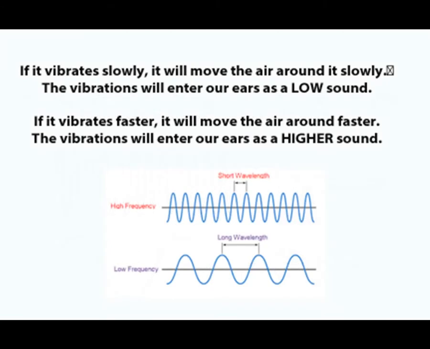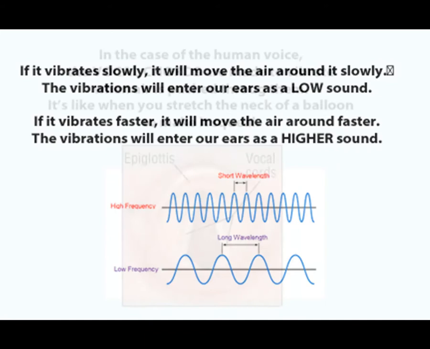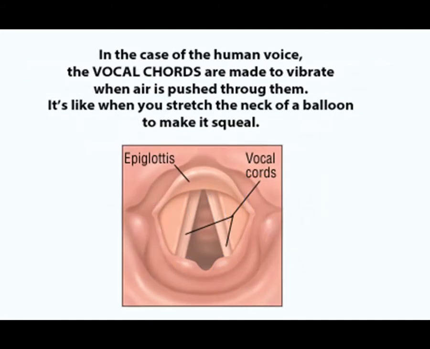If it vibrates slowly, it will move the air around it slowly, and the vibrations will enter our ears as a low sound. If it vibrates faster, it will move the air around faster. The vibrations will enter our ears as a higher sound. In the case of the human voice, the vocal cords are made to vibrate when air is pushed through them. It's like when you stretch the neck of a balloon to make it squeal.